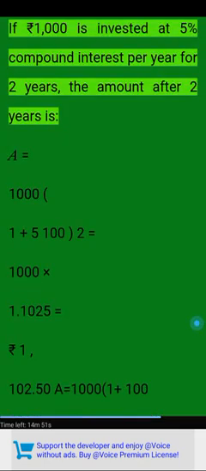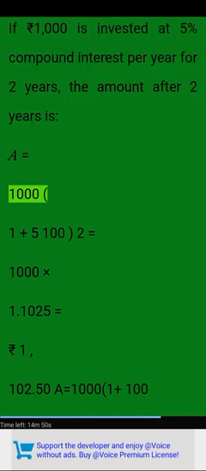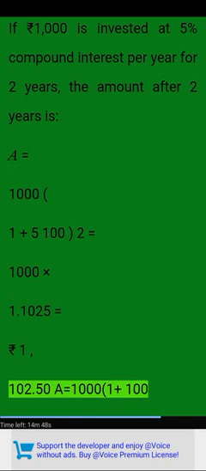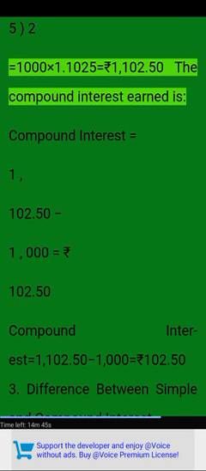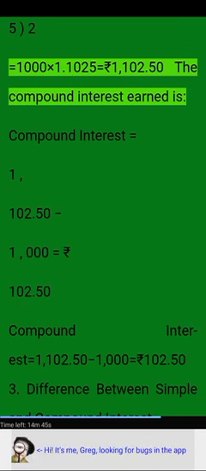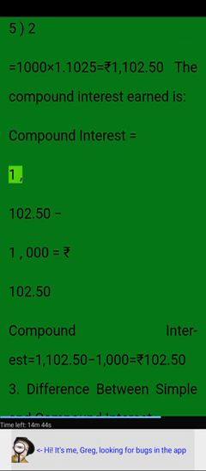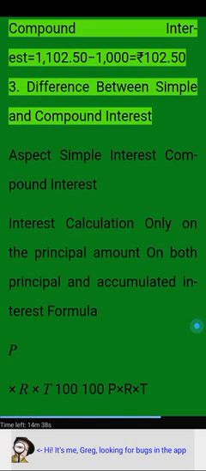Example: if 1,000 rupees is invested at 5% compound interest per year for 2 years, the amount after 2 years is A equals 1,000 times (1 plus 5 over 100) squared equals 1,000 times 1.1025 equals 1,102 rupees and 50 paise. The compound interest earned is compound interest equals 1,102.50 minus 1,000 equals 102 rupees and 50 paise.